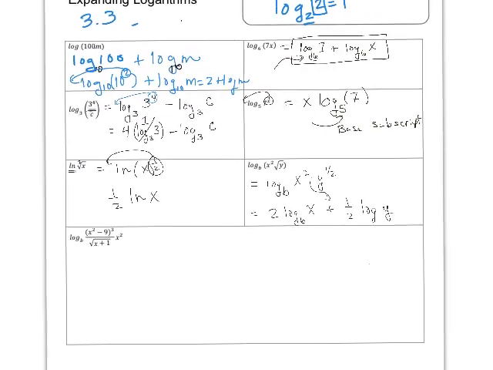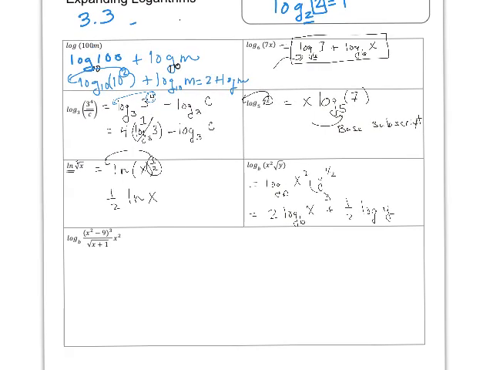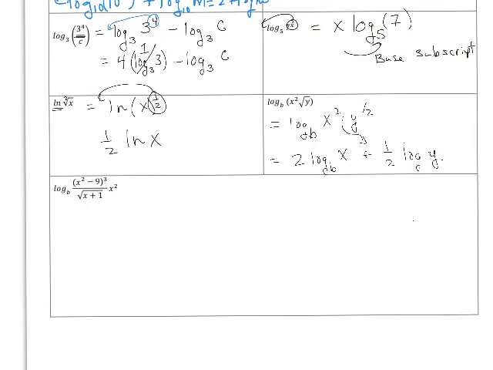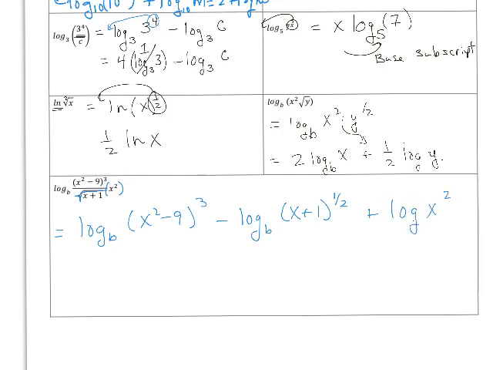But we do have, I missed this one down here. We've got one more. There's a couple of things going on with this last one. Let's break this up into a couple different parts. Remember that this x squared here is being multiplied by the first of them. So we have a couple of things. We have log base b of the numerator, which is x squared minus 9 to the third. I am subtracting that from log base b of x plus 1 to the 1/2, and again that's because the square root here turns into the 1/2 power, and I'm adding that to log of x squared.